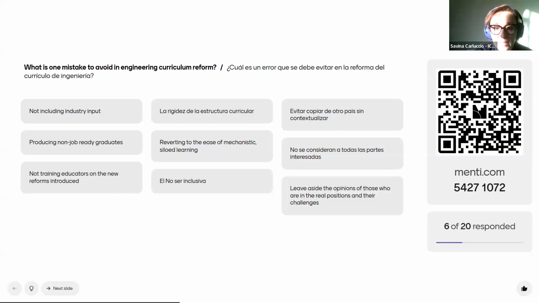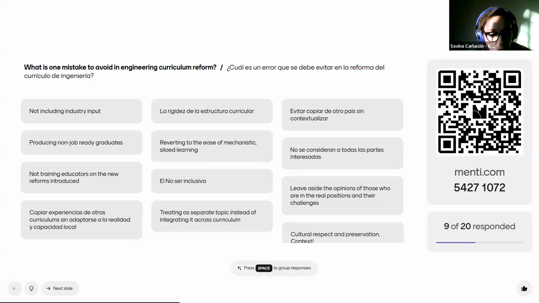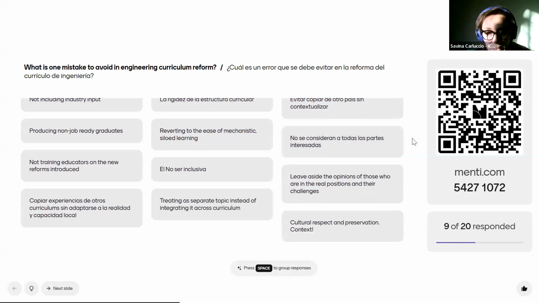Evitar copiar otro país. So this is a comment about contextualization. We want to learn from other countries, but we want to contextualize. That's probably why you went with the Mexican model that is closer probably to your context, and which makes sense. But there are others. I think you can also learn from other experiences for sure. Treating it as a separate topic, yes.